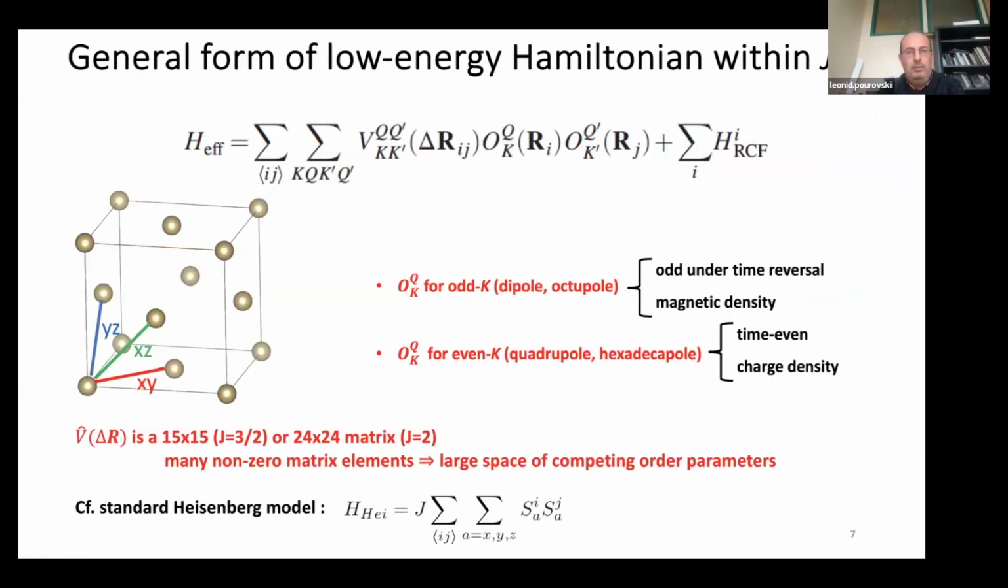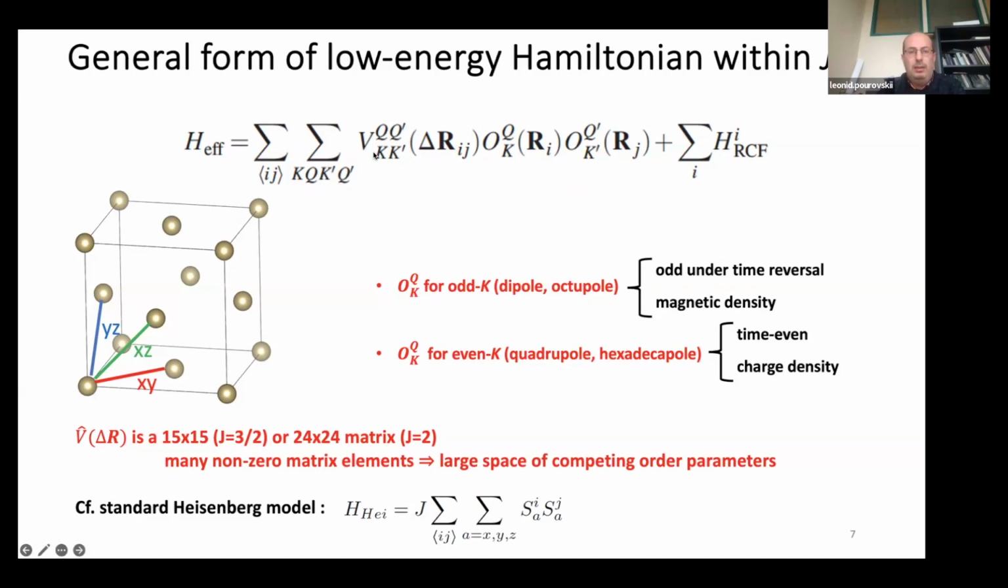And based on this, we can immediately write the expected form of the low energy Hamiltonian for a given effective J. So this will be written like that. We have a coupling between all possible multipoles which are allowed within the given J manifold, and this is a matrix of coupling constants. As I said before, moments for odd K will correspond to magnetic degrees of freedom, and moments for even K will correspond to charge degrees of freedom.